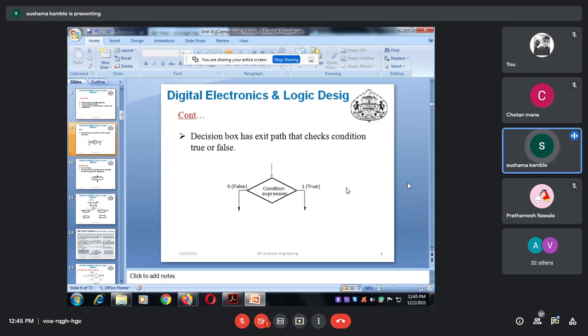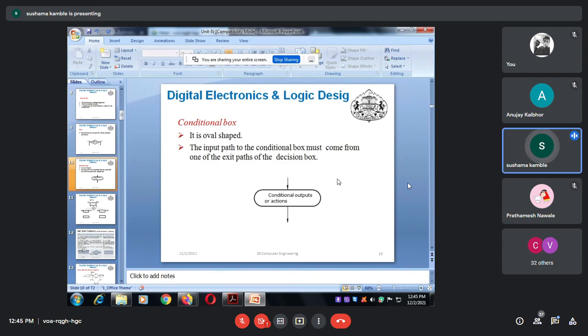Which ones have we seen now? The first one? State box. Yes. Second one? Decision. Good. And now the third one, or last one, is a conditional box. Conditional box we are writing. See, this is also a rectangular. Oval shape. Yes, it is an oval shape.